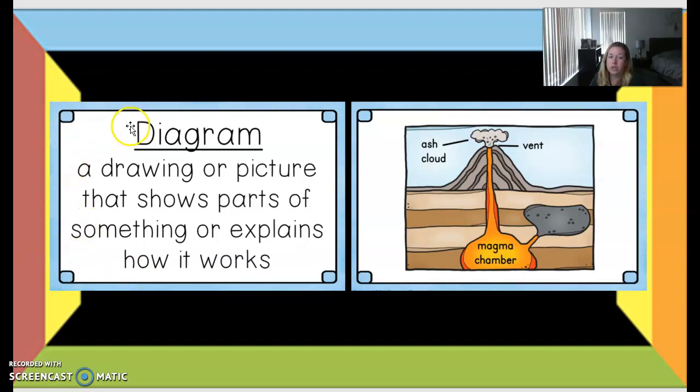So our first feature is a diagram. A diagram is a drawing or a picture that shows parts of something or explains how it works. So the example right here would be of the volcano. So you can see right here, there's the ash cloud. The vent is the hole. Down here is the magma chamber.